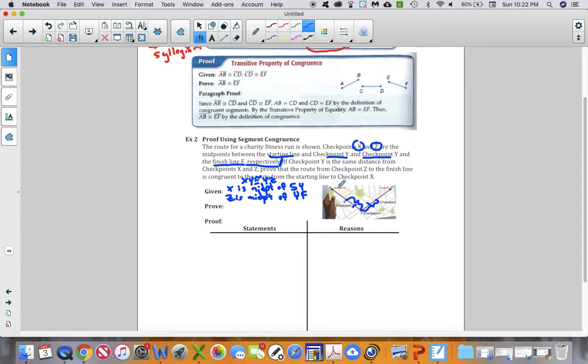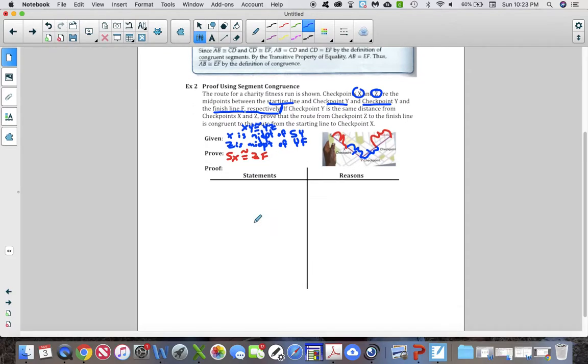Prove that the route from checkpoint Z to the finish line is congruent to the route from checkpoint X to the starting line. This is what I'm trying to prove: that this piece is the same length as this piece. So we're trying to prove that SX is congruent to ZF. Okay, so let's start writing down stuff that we know.